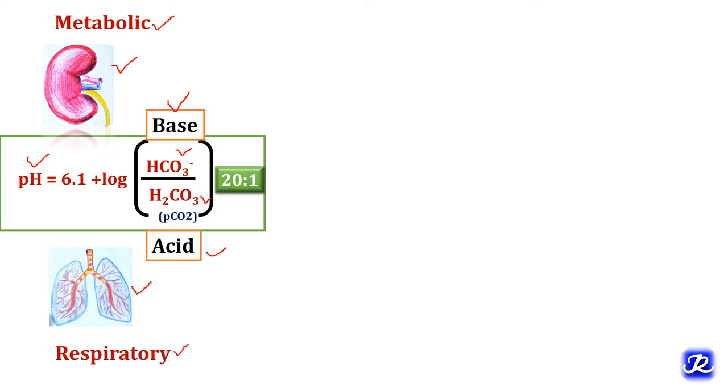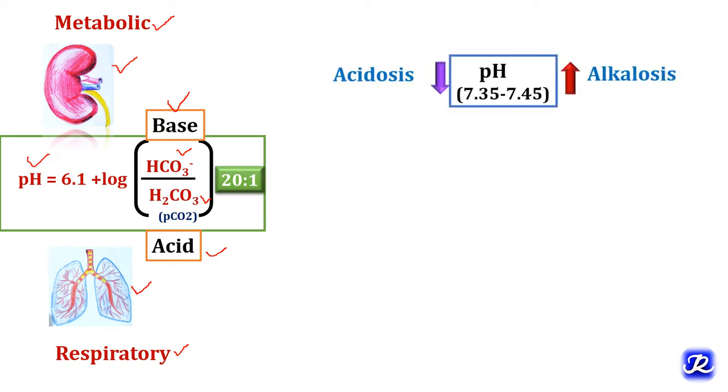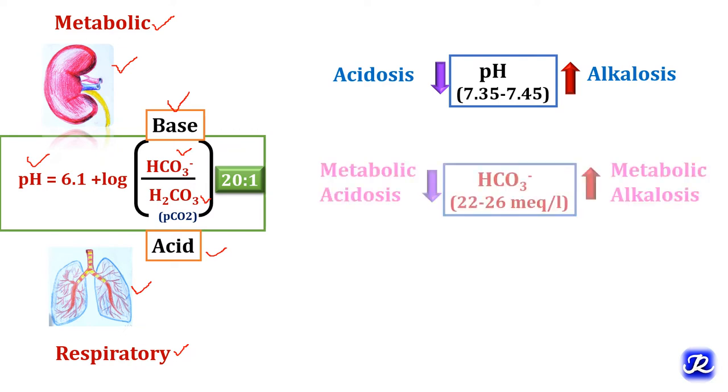So for understanding the acid-base disorders, we need values of three parameters. The first one is pH, second is bicarbonate, and third is partial pressure of carbon dioxide. The normal range of pH is 7.35 to 7.45. If it is less than 7.35, it is called acidosis. If it is more than 7.45, it is called alkalosis.